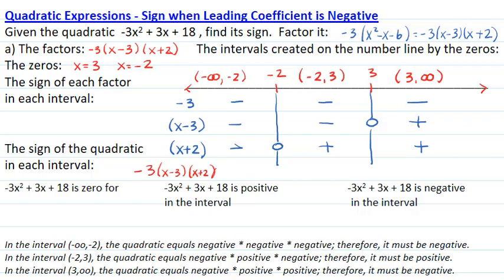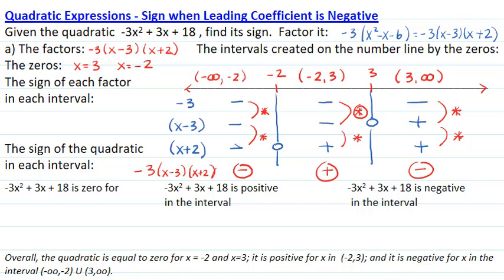The quadratic in the interval negative infinity to negative 2 is negative times a negative times a negative, that makes it a negative. In the interval negative 2 to 3, it is negative times a negative times a positive, that makes it a positive. And in the interval from 3 to infinity, it is negative times positive times positive, and that makes it a negative.